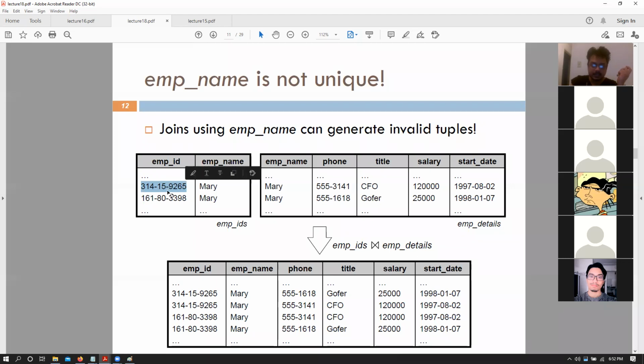But essentially, this decomposition is not correct because if we look at the particular entry for Mary, Mary has an employee ID of 314, and a phone number of 555-3141-1618, and is a gopher, is a CFO. One Mary gets a salary of 120,000, another Mary gets a salary of 25,000. And if we perform a natural join, this becomes like a Cartesian product, right? Where Mary can either be a CFO or a gopher, where their employee IDs merge together, and we really don't know which Mary we are talking about.